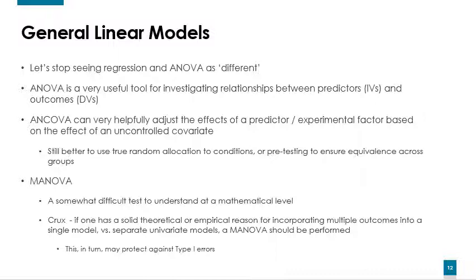MANOVA is kind of difficult to follow at a mathematical level, but the crux of the matter is that if you have a solid theoretical or empirical reason for incorporating lots and lots of outcomes or dependent variables into a single model, as opposed to conducting separate univariate models, then by all means consider this multivariate analysis of variance, which in turn could help you protect against type 1 errors.